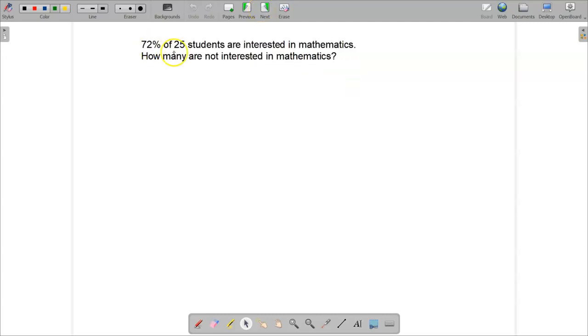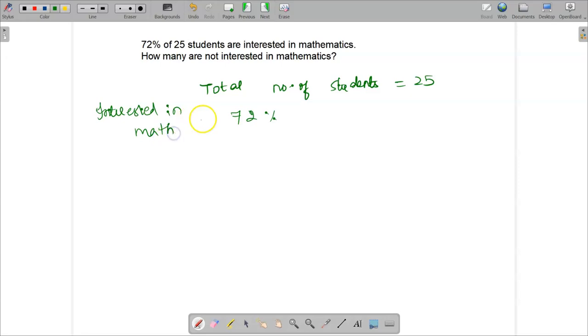The question is: 72% of 25 students are interested in mathematics. How many are not interested in mathematics? Okay. So, they are saying that the total number of students is 25. Of this, 72% are interested in mathematics. So, interested in mathematics is 72%. How many are not interested in mathematics? So, how many students are not interested in mathematics, they are asking.